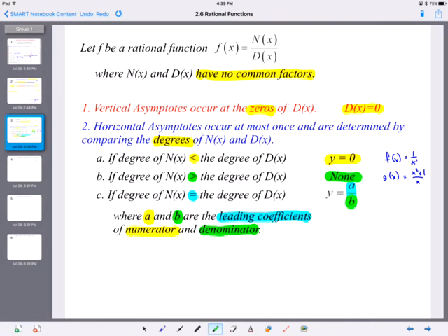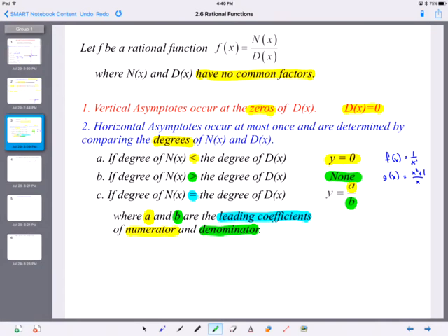So I'll change this. So it's your a and your b. And so if you divide those leading coefficients, then you have your horizontal asymptote. So really, that's what we're going to do today, we're just going to identify our vertical and horizontal asymptotes.